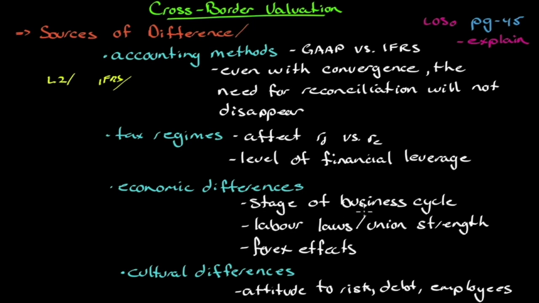Economic differences, different stages of the business cycle. Labor laws, union strength. There are different labor laws in, say, Germany, which is a good example. Germany versus the U.S. You want to get rid of employees in the U.S., it's quite easy to do. You're gone. You want to get rid of employees in Germany, that's not so easy. So the turnover in employment in Germany is much lower than it is in the U.S. because of much, much tougher labor laws. So going into recessions, companies in Germany don't scale down employment at the same rate that companies in the U.S. can scale down employment.